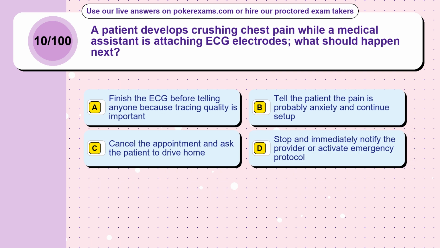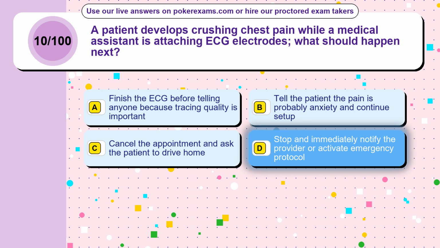Question 10. A patient develops crushing chest pain while a medical assistant is attaching ECG electrodes. What should happen next? Option A, finish the ECG before telling anyone because tracing quality is important. Option B, tell the patient the pain is probably anxiety and continue setup. Option C, cancel the appointment and ask the patient to drive home. Option D, stop and immediately notify the provider or activate emergency protocol.